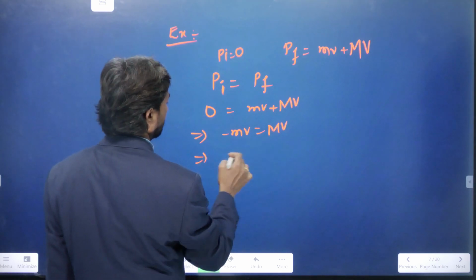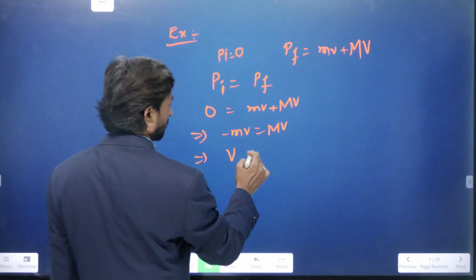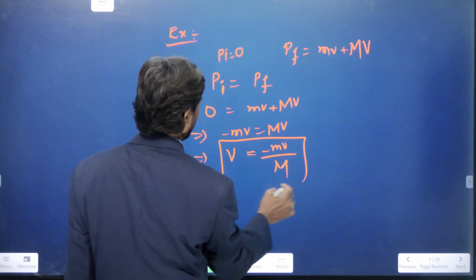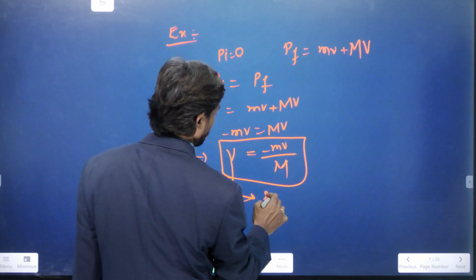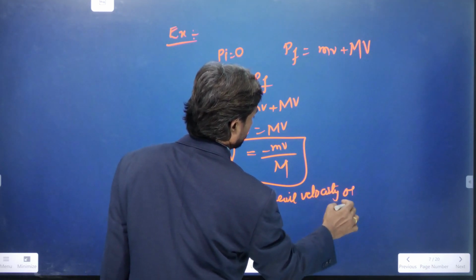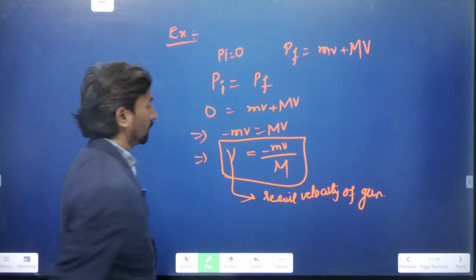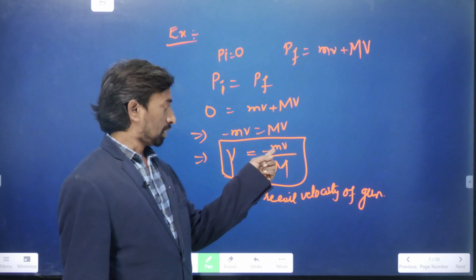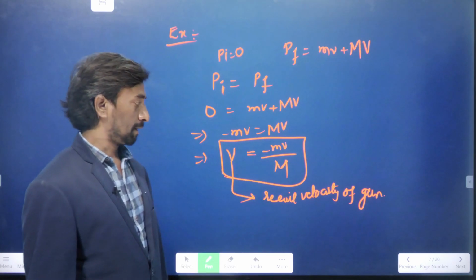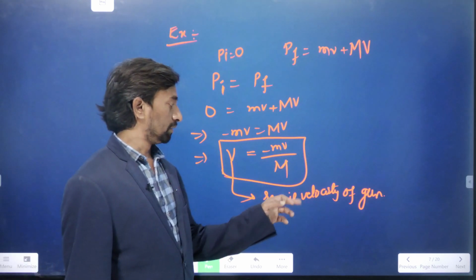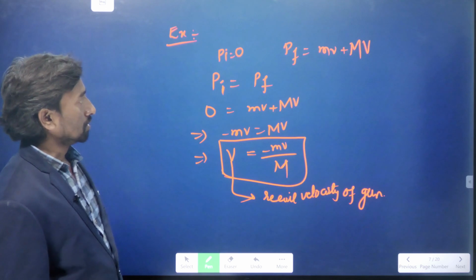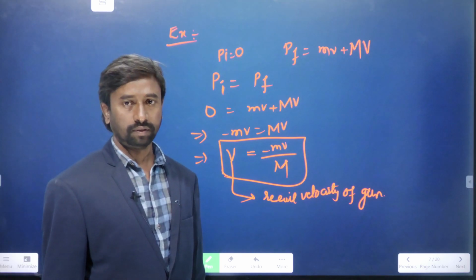From this, the velocity of the gun will be V equals minus mv divided by capital M. This will be the recoiling velocity of the gun. So capital V is said to be the recoil velocity of the gun. Small m is the mass of the bullet, small v is the velocity of the bullet, and capital M is the mass of the gun. Capital V will be the recoil velocity of the gun. This is an example for Newton's third law, or we can say the law of conservation of linear momentum. Even the propulsion of a rocket is also an example.